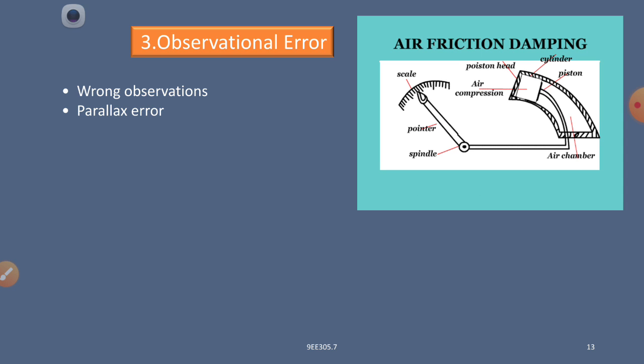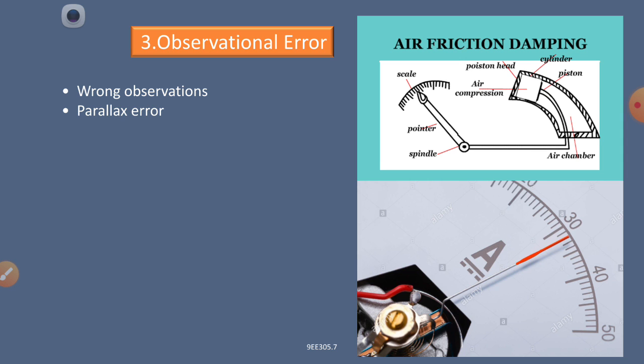Parallax error: what do we mean by parallax error? You have to stand at nearly 90 degrees, in line with the pointer, and that will give the accurate value. Sometimes, by negligence, we take approximately 30 when the value is 32, because the person is standing to one side and the pointer appears nearer to 30. But it is actually 32, and that may lead to a wrong reading.